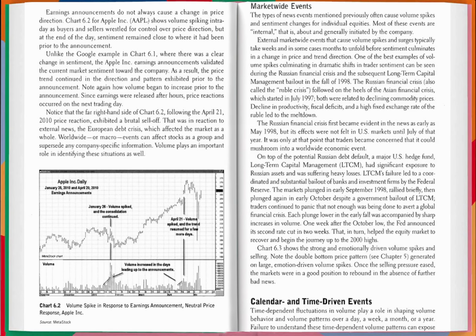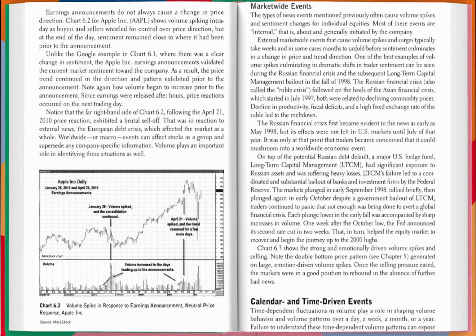Earnings announcements do not always cause a change in price direction. Chart 6.2, for Apple Inc. (AAPL), shows volume spiking intraday as buyers and sellers wrestled for control over price direction, but at the end of the day, sentiment remained close to where it had been prior to the announcement. Unlike the Google example in Chart 6.1, where there was a clear change in sentiment, the Apple Inc. earnings announcement validated the current market sentiment toward the company. As a result, the price trend continued in the direction and pattern exhibited prior to the announcement.